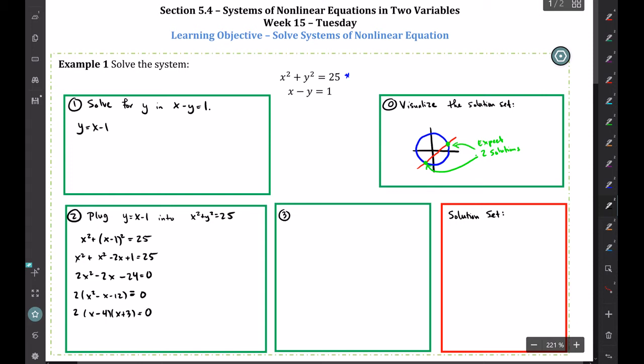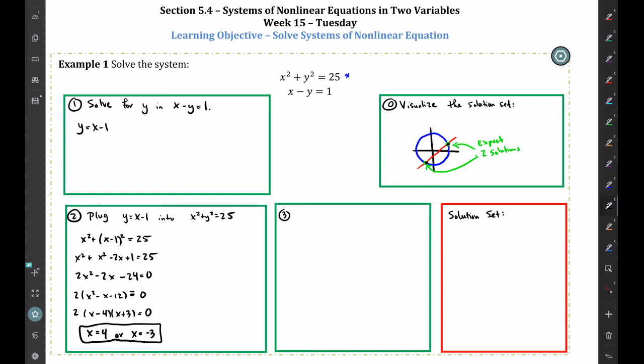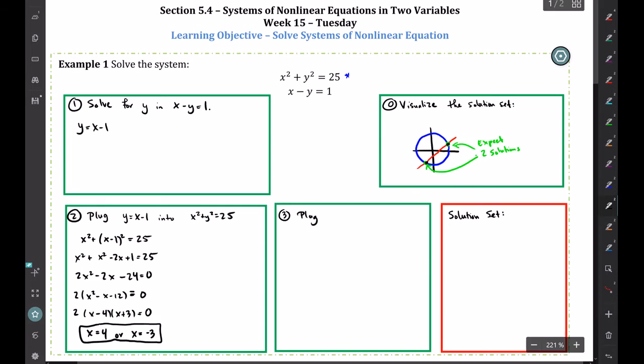So either x equals 4 or x equals negative 3. Those are my two options for x, which kind of matches with this picture over here. This would be the negative 3, and that'd be the x equals positive 4 there. Now what I need to do is plug those into the original equation. So plug x equals 4 and x equals negative 3 into x minus y equals 1. Or you could write that as y equals x minus 1, right?